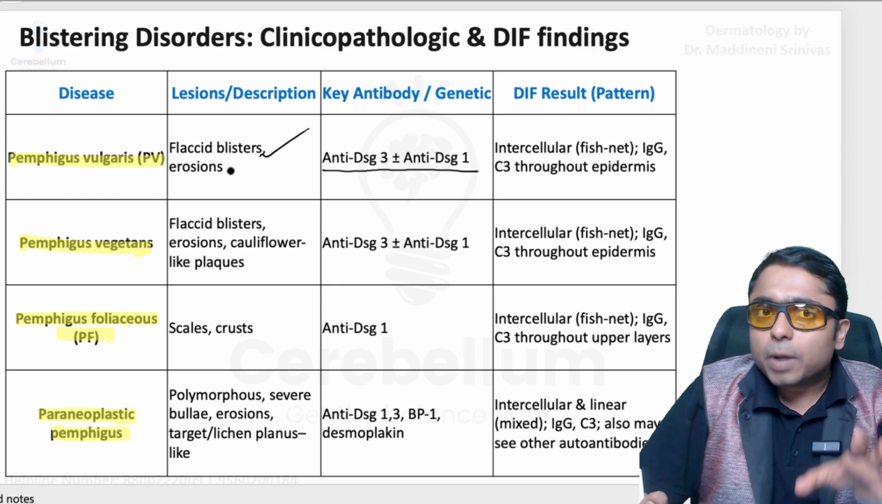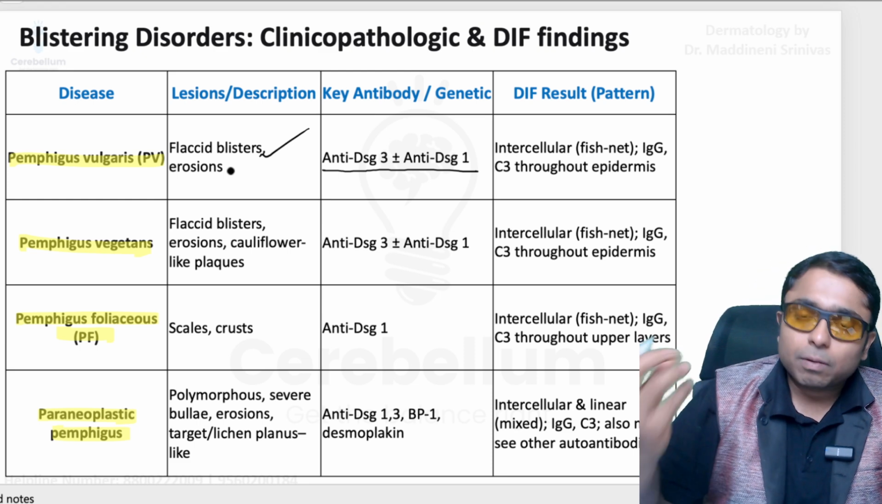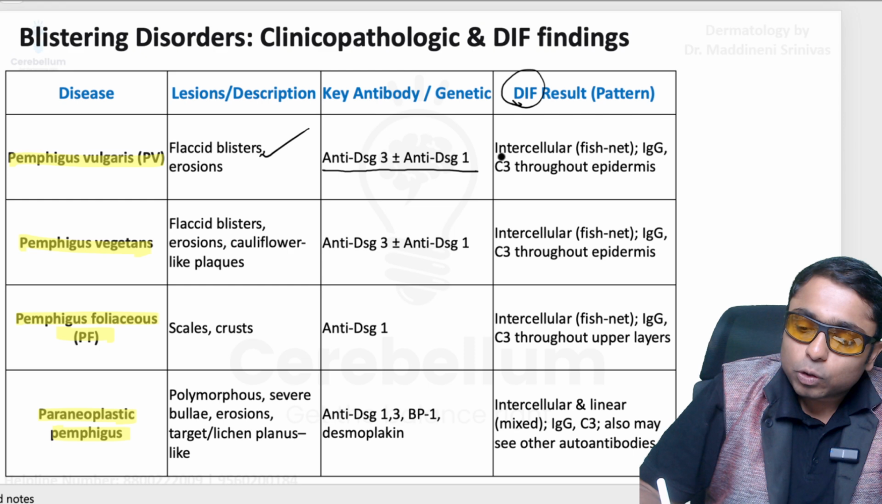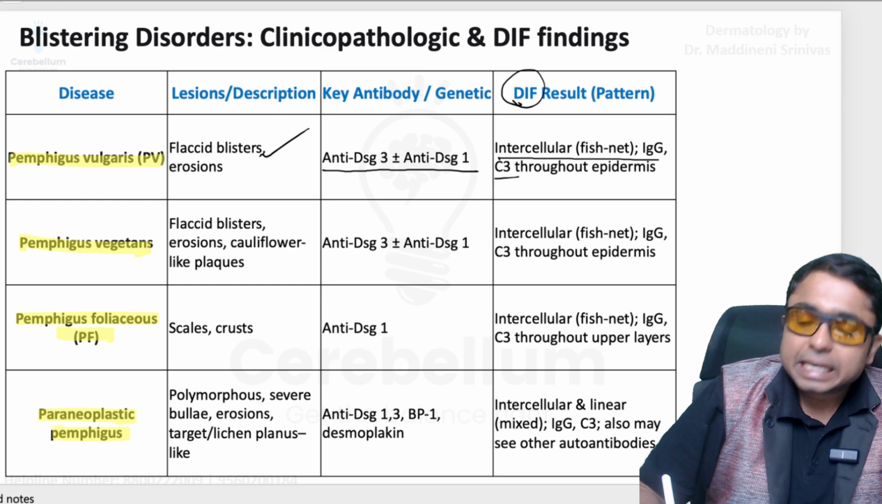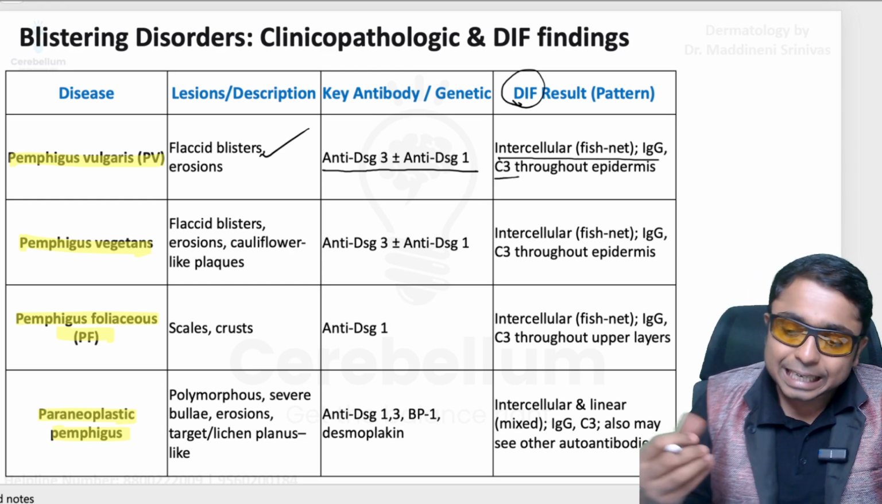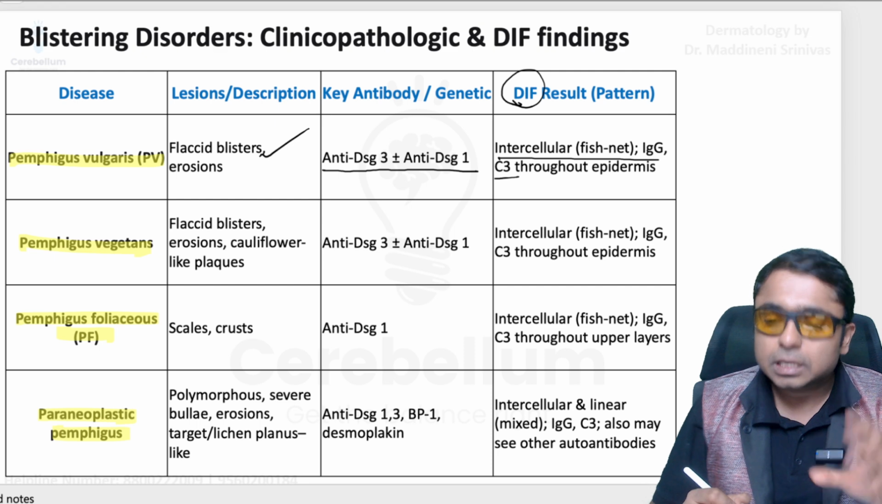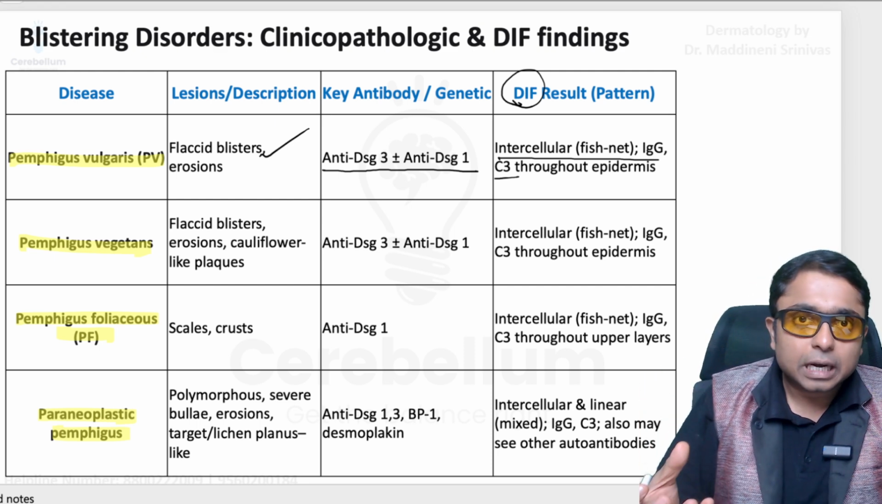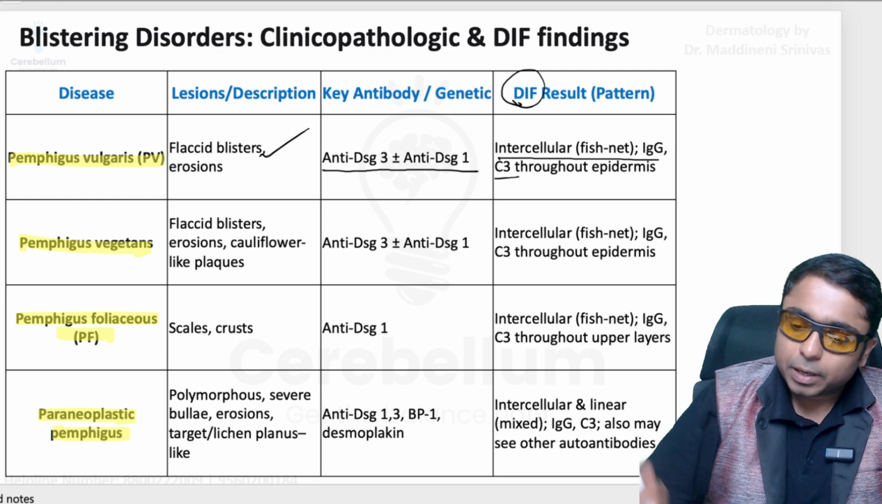And if you do a biopsy, what are we going to see? Intraepidermal blister. And if you do a direct immunofluorescence, we are going to see the deposition of IgG and C3 in a fishnet pattern intercellularly in the epidermis, because the desmosomes help in connecting the keratinocytes with one another, and they are present everywhere in the epidermis.